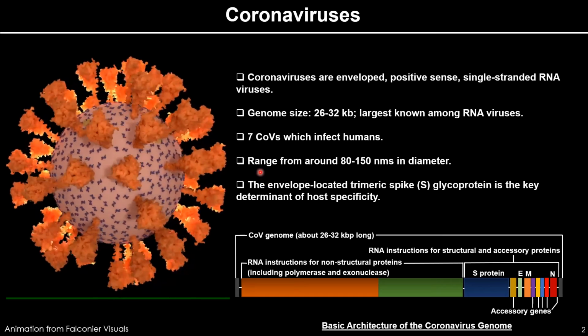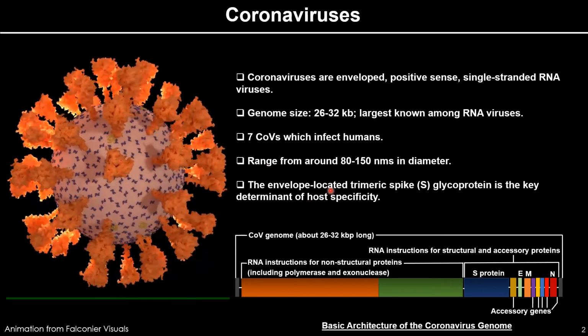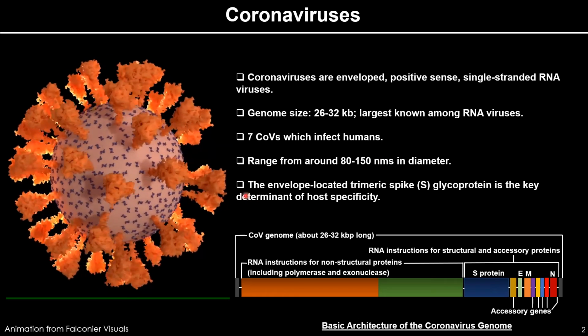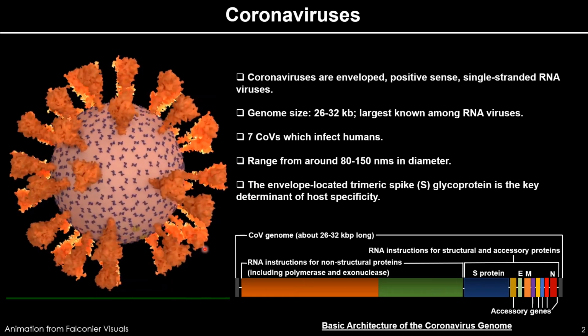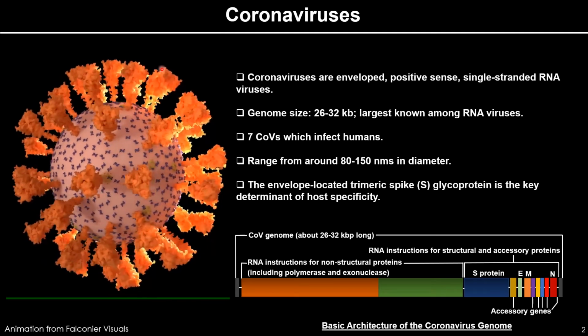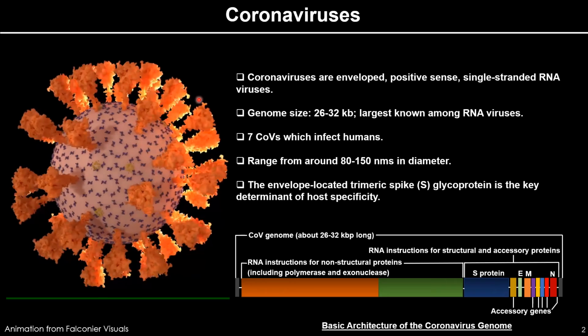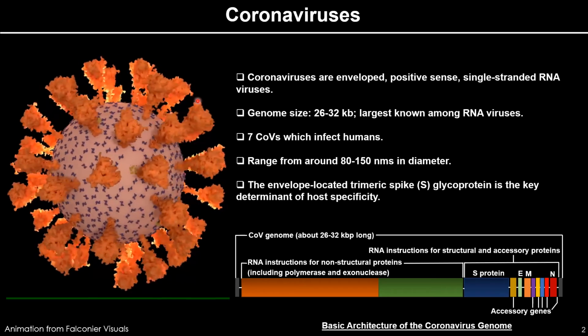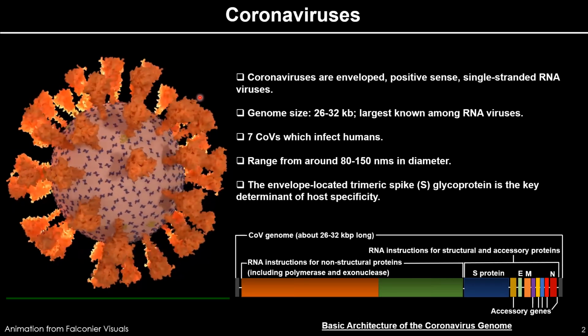The size of coronaviruses ranges from around 80 to 150 nanometers in diameter. Now the key structural protein that we are to focus on is the spike glycoprotein, which you can see adorned on the surface of the virus. And interestingly, the spike glycoprotein is the reason why coronaviruses are named so.